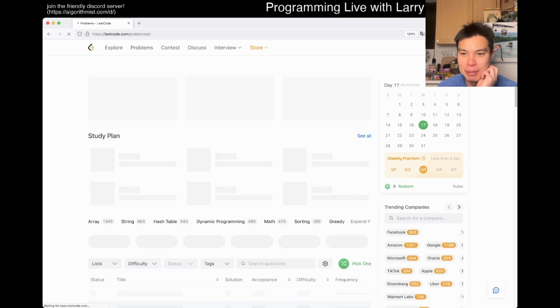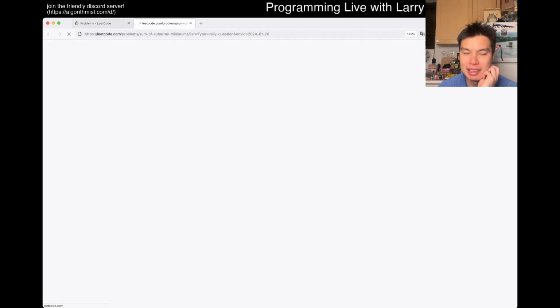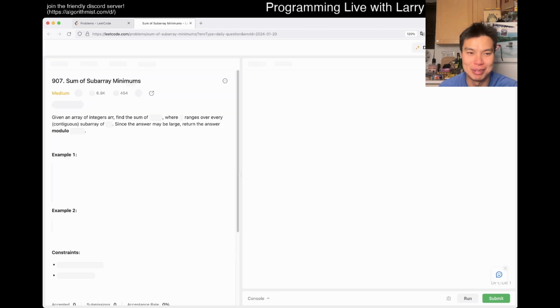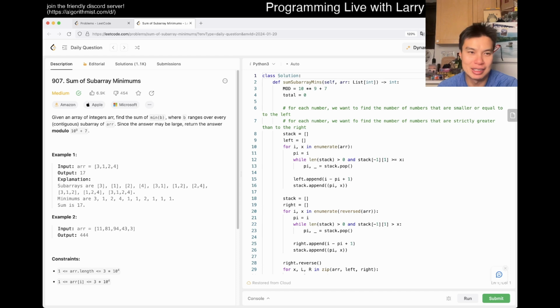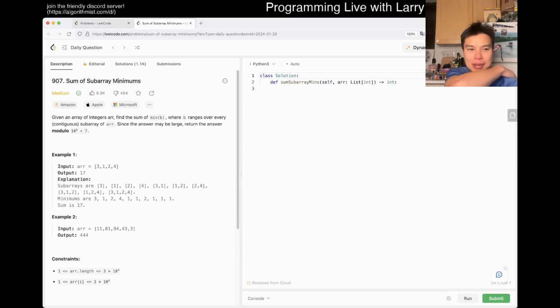But yeah, let's look at today's problem. This is day 20, as I should have mentioned. I don't remember if I did. Today's problem is 907, sum of subarray minimums. Given an array of integers, find the sum of min of B, where B ranges over every contiguous subarray of the array. Since the answer may be large, return the answer modulo 10^9 + 7.